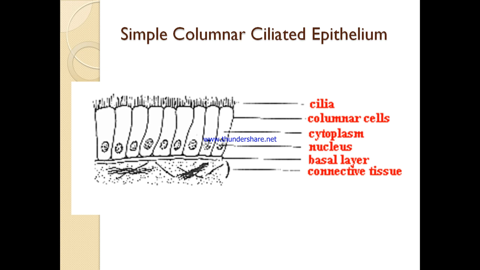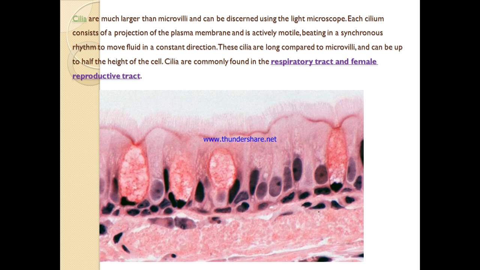When the simple columnar epithelium is covered with cilia, the tissue is called simple columnar ciliated epithelium. Cilia are much larger than microvilli. Each cilium consists of a projection of the plasma membrane, actively motile, beating in a synchronous rhythm to move fluid in a constant direction.